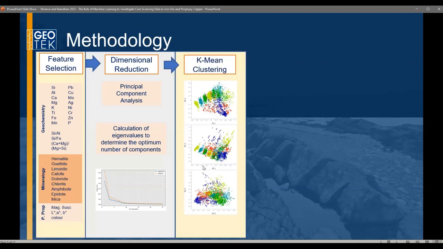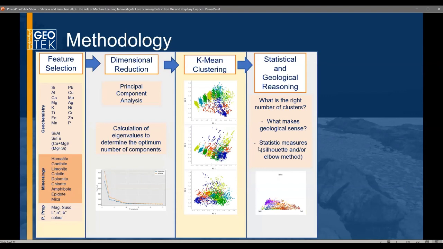In this case, we've used 3 different components, and we go through a clustering exercise. This clustering exercise groups the data, so where they have similar chemistry, mineralogy, and properties, into a series of groups or clusters that separate out. And the next stage is then to go back through this reasoning section as well, because this so far is just mathematics.